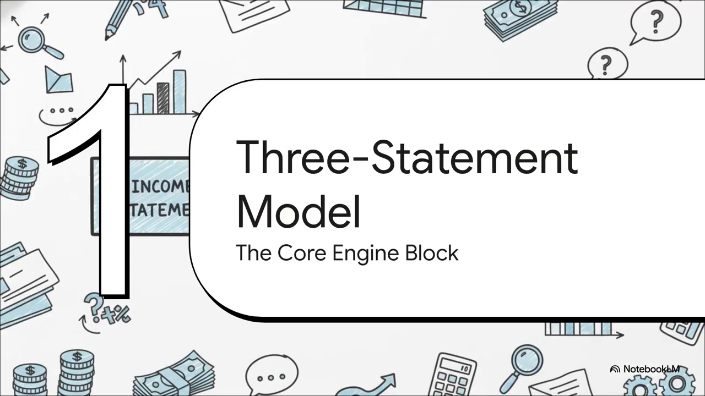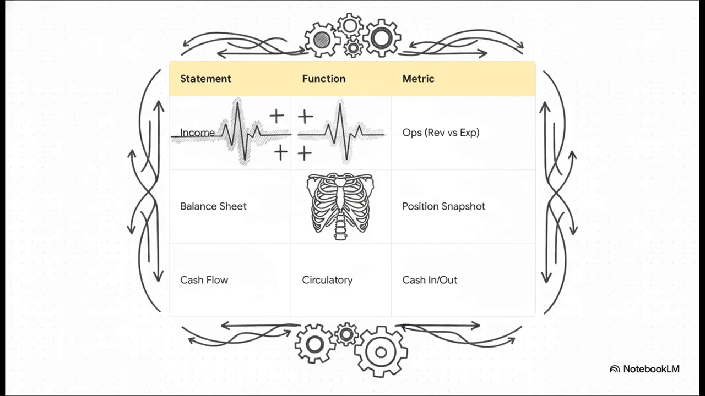Moving on to part 2, the three-statement model. Now that we understand our metrics, we are totally ready to build the core engine where the real business forecasting happens. Now, every statement in our machine has a highly specific role. Think of the income statement as the pulse. It measures the live operating activities, basically your revenue versus expenses over time.